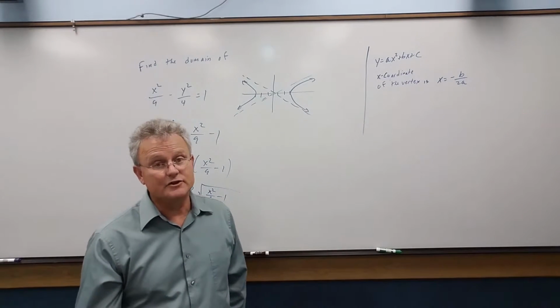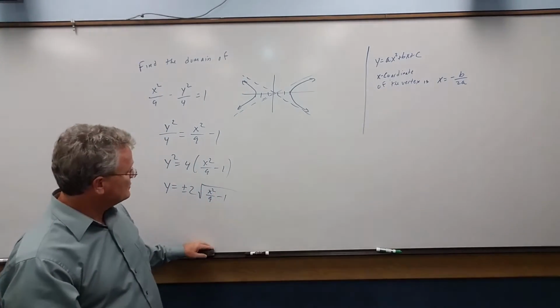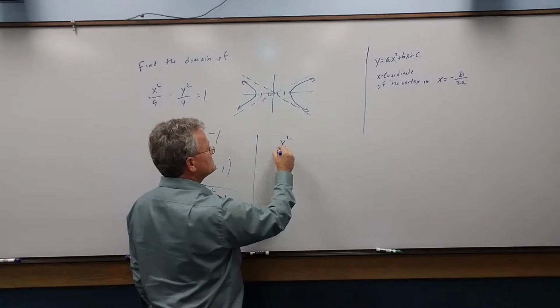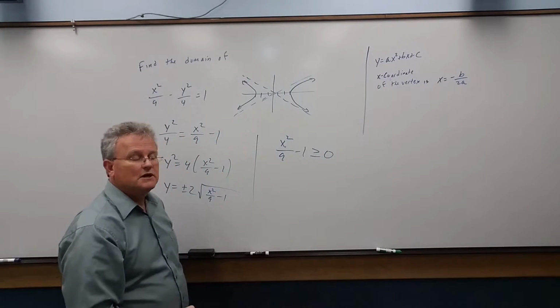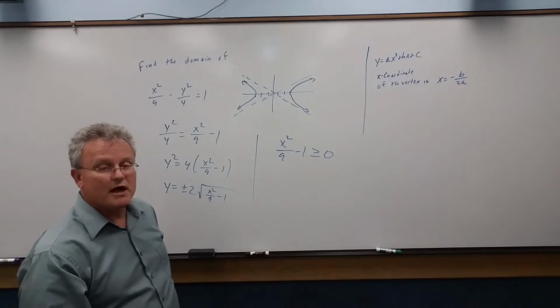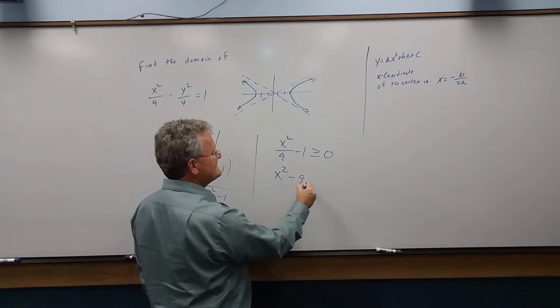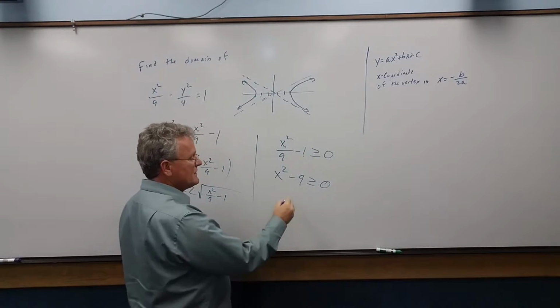Well, to find the domain of a square root function, the radicand, what's under the square root, has to be greater than or equal to 0. So we take x squared over 9 minus 1. That's got to be positive. To solve this, let's multiply both sides by 9. We get x squared minus 9 is greater than 0 times 9, which is 0.